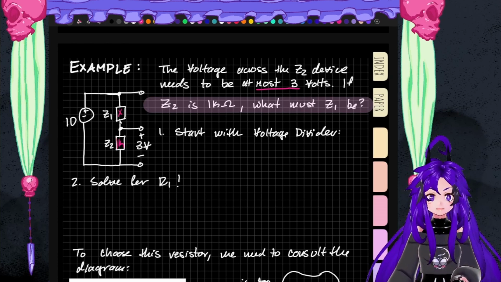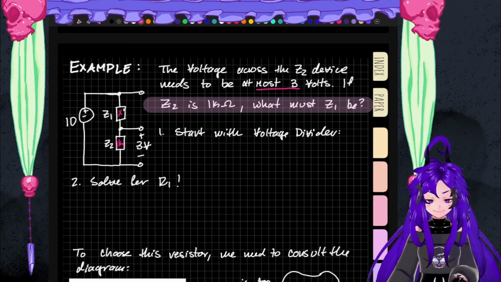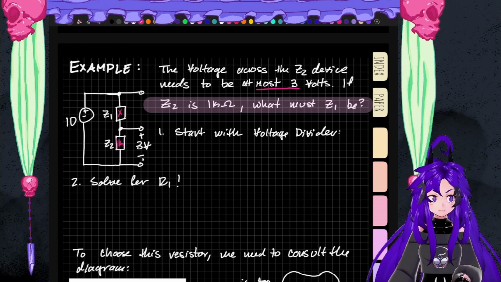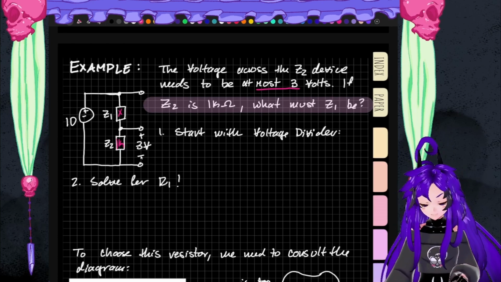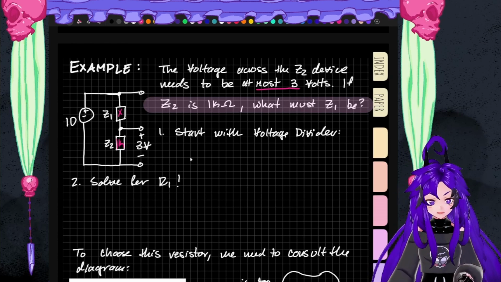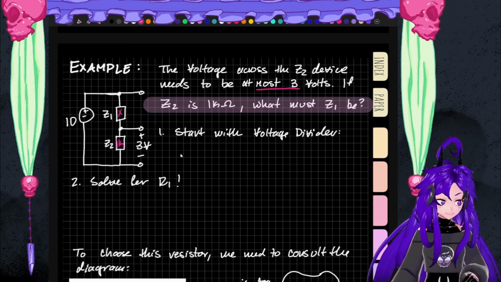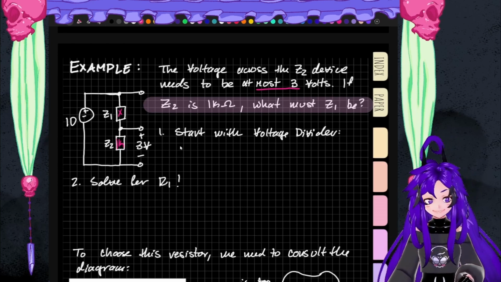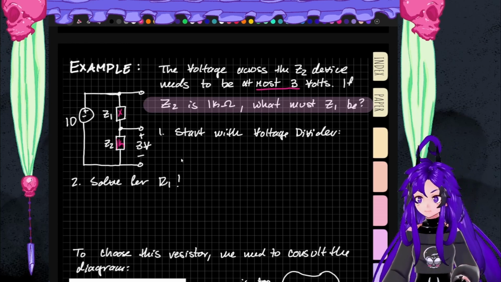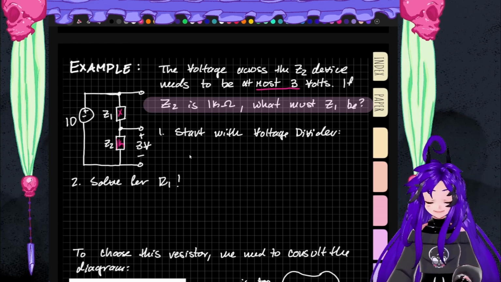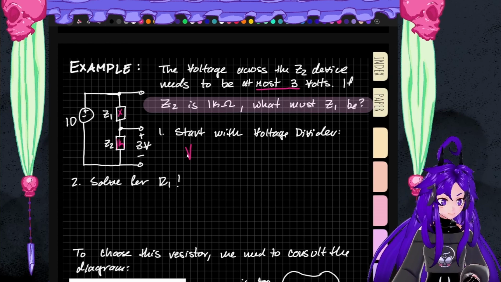We need to know what this resistor needs to be in order to ensure this device doesn't get fried. This is a very practical application. I have actually had to do this on Arduino circuits to make sure I didn't kill LEDs and servos. So, yeah, this is actually useful, applicable stuff.